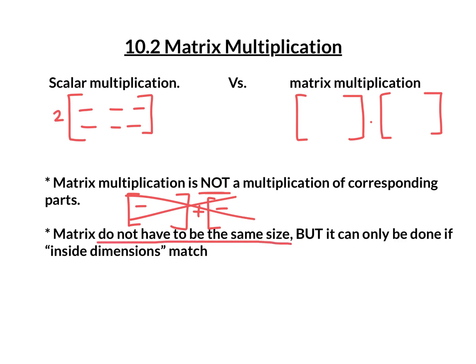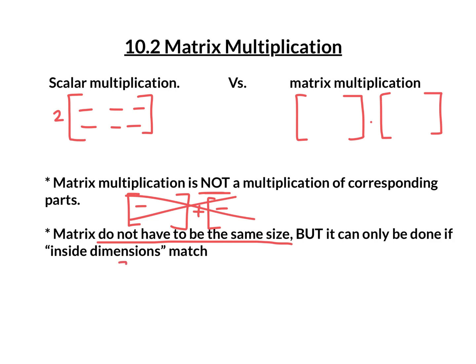That's important, unlike addition or subtraction, where they have to be the exact same size. That's not true for multiplication. However, multiplication can only be done if the inside dimensions match. So let me give you some examples of that.